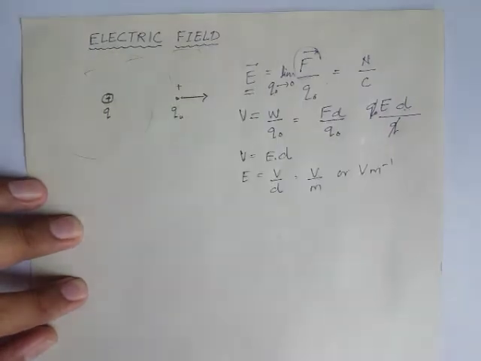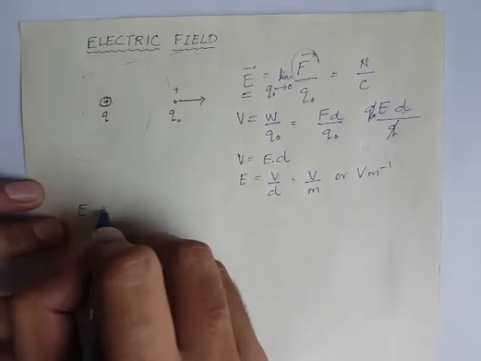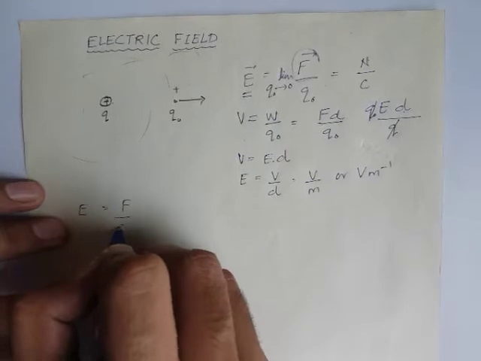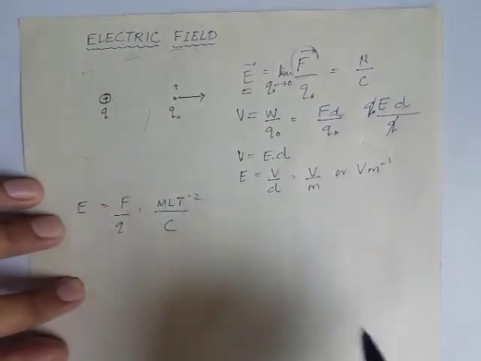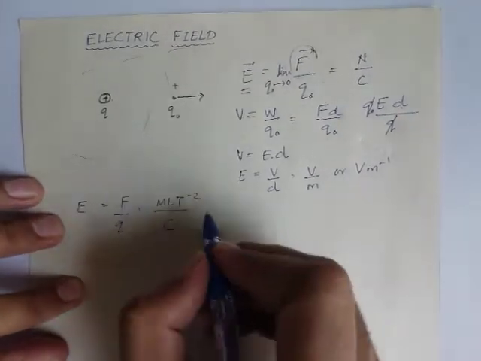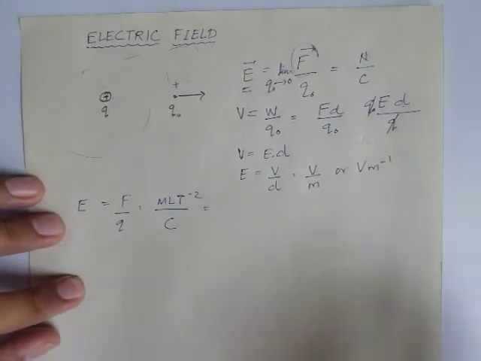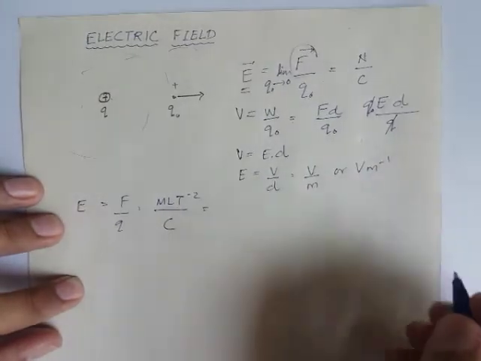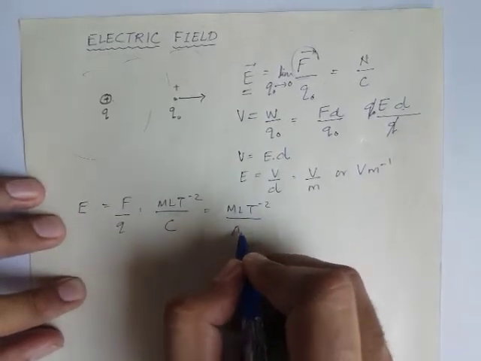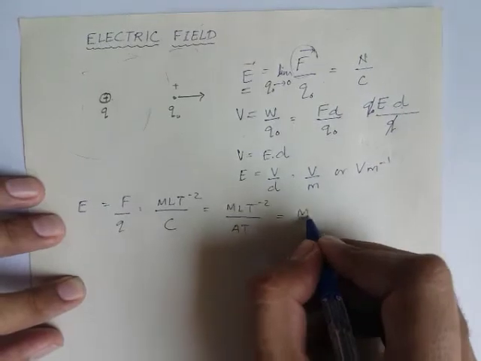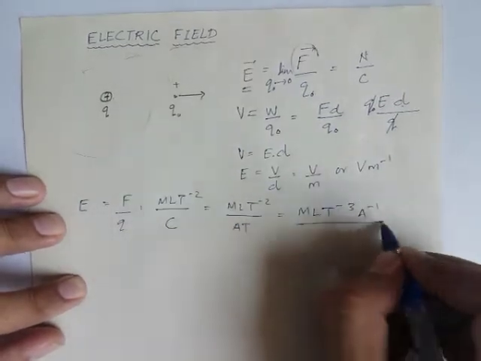If we talk about the dimensional formula, we can calculate it as E equals force by charge. Force is M L T minus 2, upon Coulomb. Coulomb is ampere into time, that is Q equals IT. In terms of that we can take it. So if we replace this, M L T minus 2 upon A T, ampere in time, we will get M L T minus 3 A minus 1 as the dimensional formula.